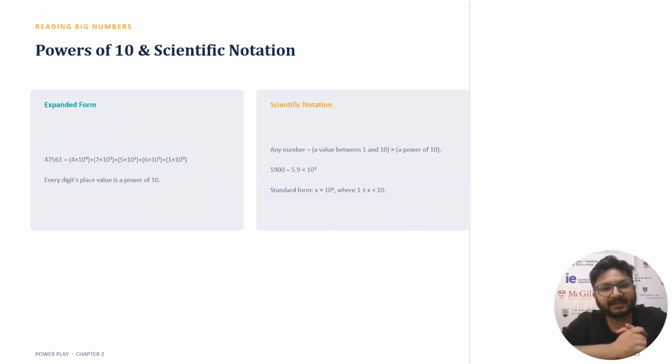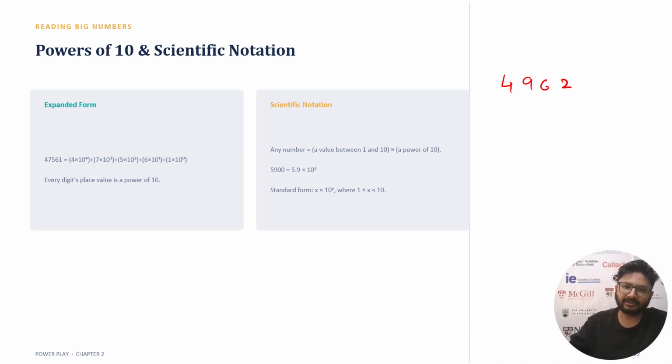Okay. Now let's try to understand the power of 10 and the scientific notation. So there is an expanded form, there is a scientific notation. So let's try to understand it. Let's take a number. Let's say that the number is 49623. Now, this is the number that we are talking about. First of all, expanded or the general form.